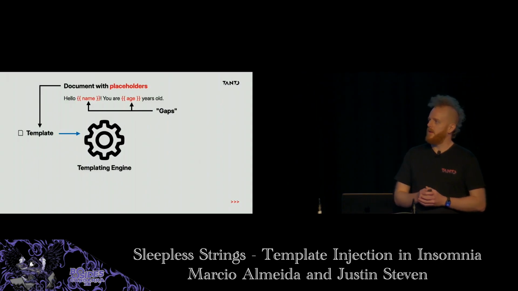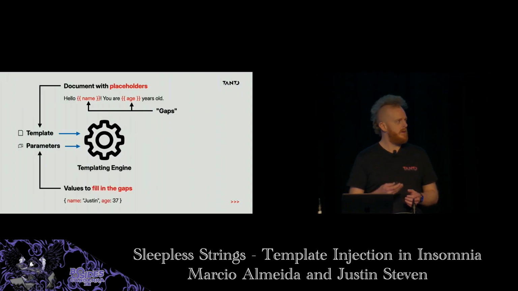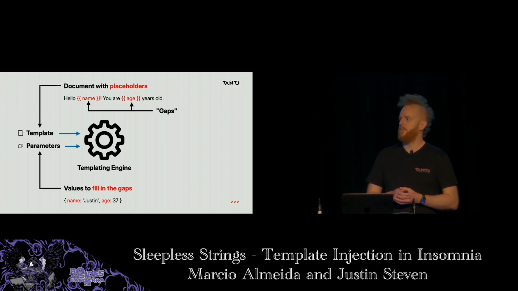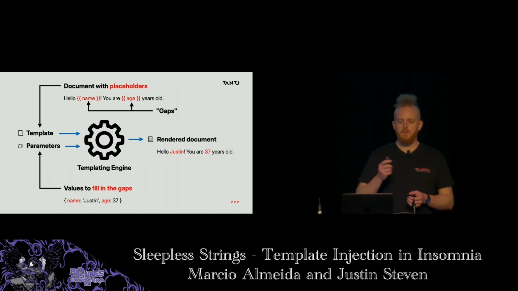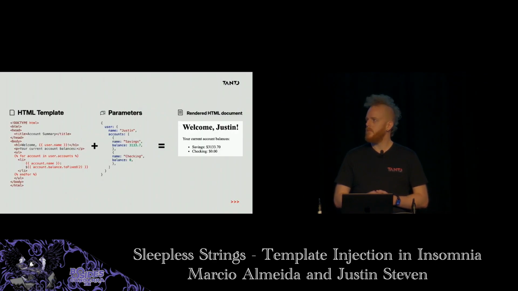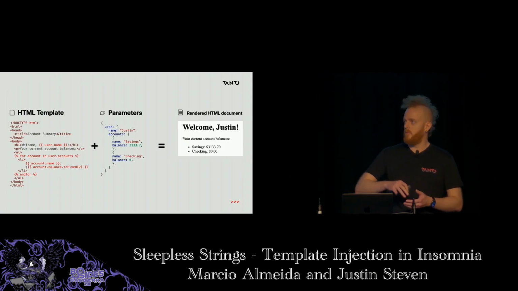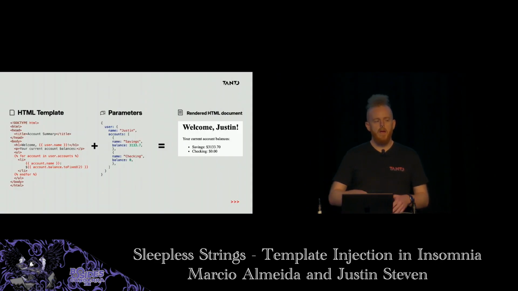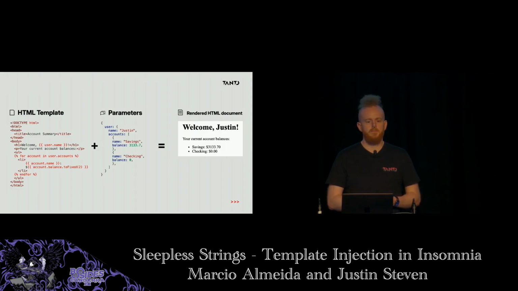This template is fed into a templating engine, and alongside it are some parameters. And these are those values to fill in those gaps. You turn the handle on the engine, and out pops a rendered document with those little placeholders filled with the values. These are often used in web technologies. A developer will write an HTML document with these little placeholders or gaps in it, and then reuse it multiple times for different users to fill in some dynamic data.